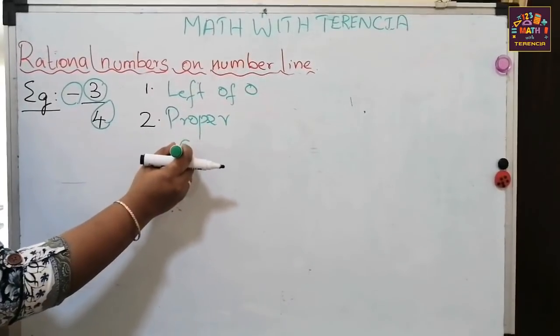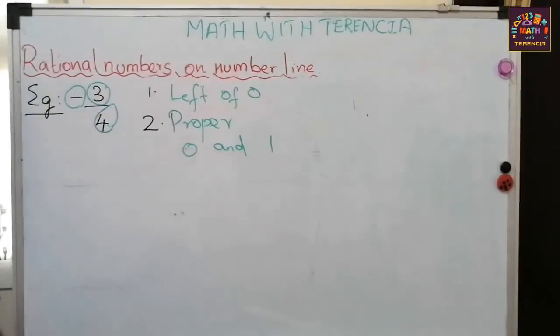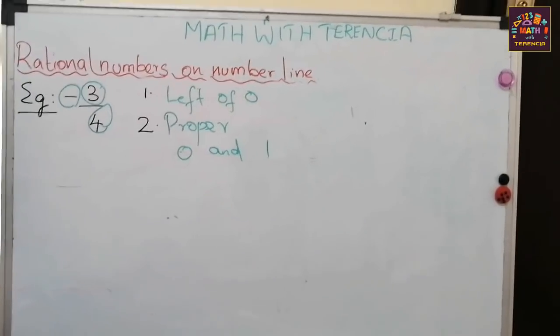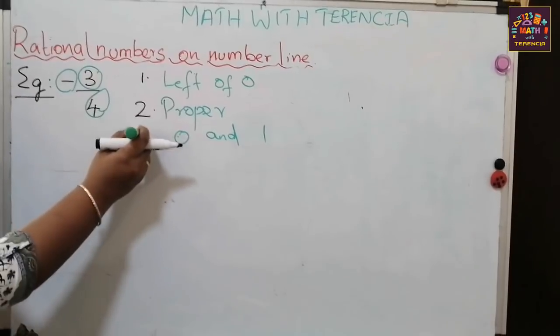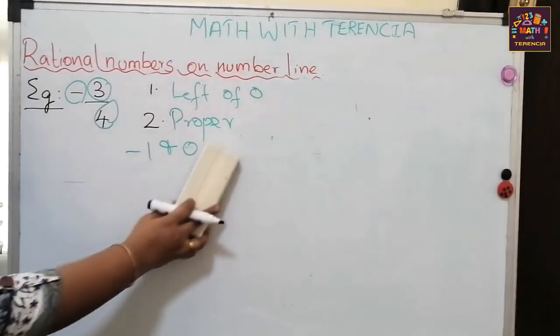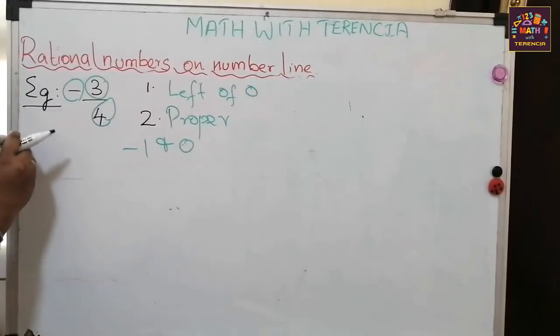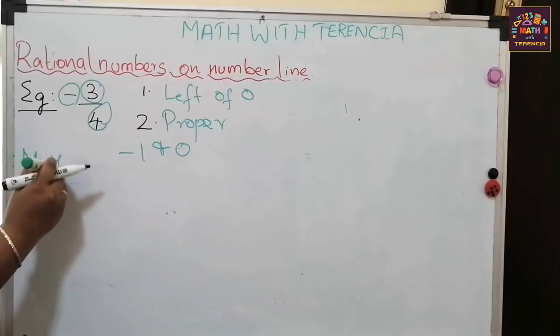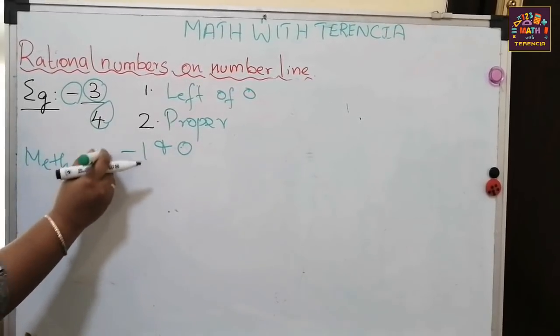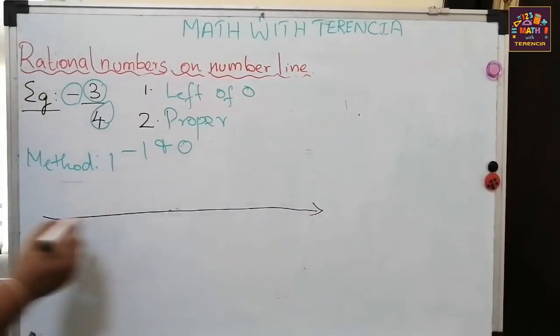So the number will lie between 0 and 1 usually if it is a positive number. If it is a negative number, it lies between 0 and minus 1. So now let's see, we have two methods. I'm going on to method 1. Whichever method is easy, you can follow.